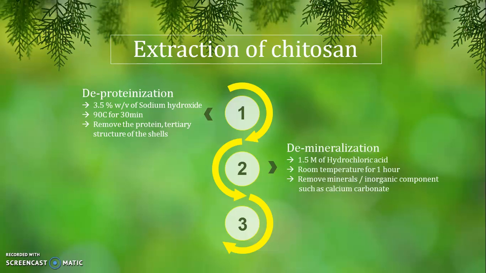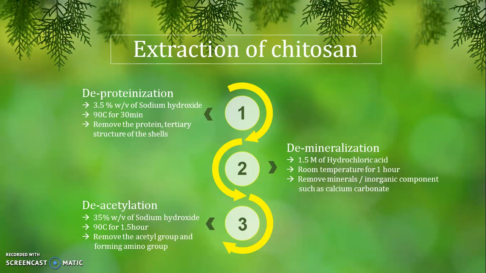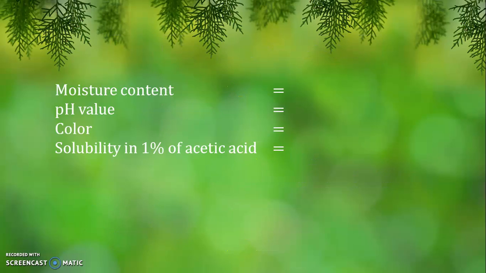Followed by the demineralization, we are using slightly concentrated hydrochloric acid, which is 1.5. This is the step where we remove the minerals, or specifically we can say inorganic components such as calcium carbonate. And the last step will be deacetylization, where we are using highly concentrated sodium hydroxide, 35%, where we are removing the acetyl group and resulting in the formation of amino group.